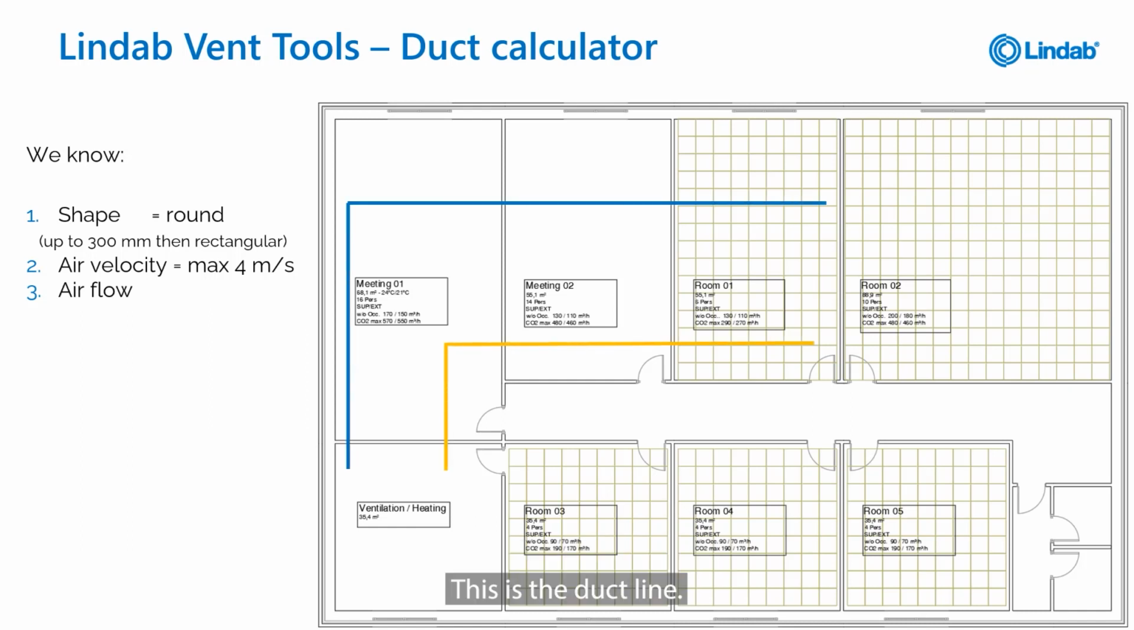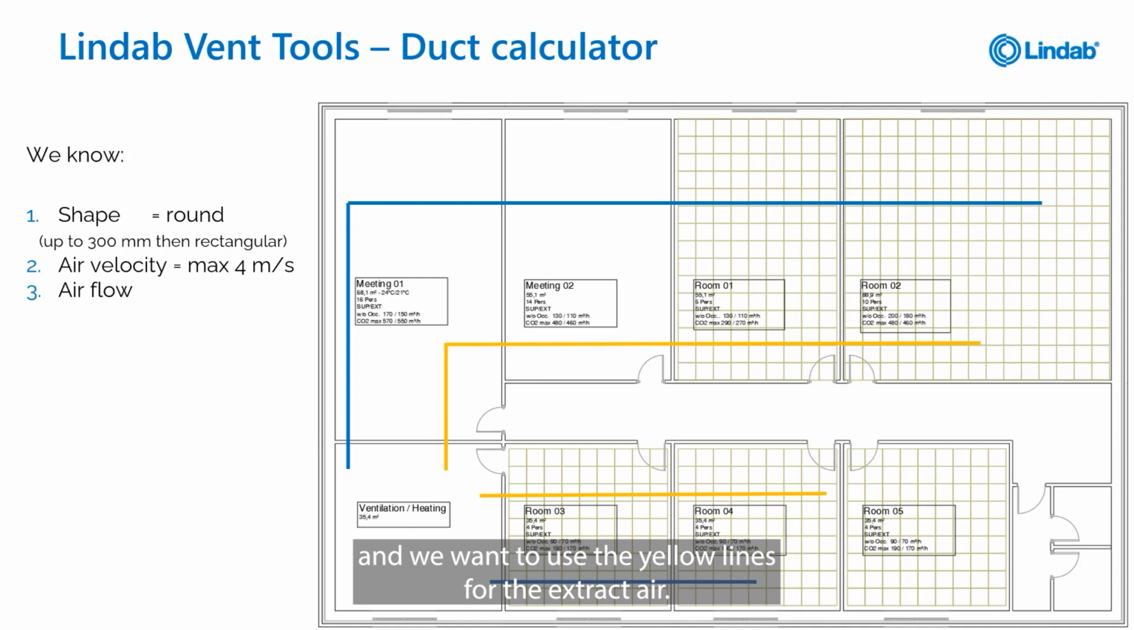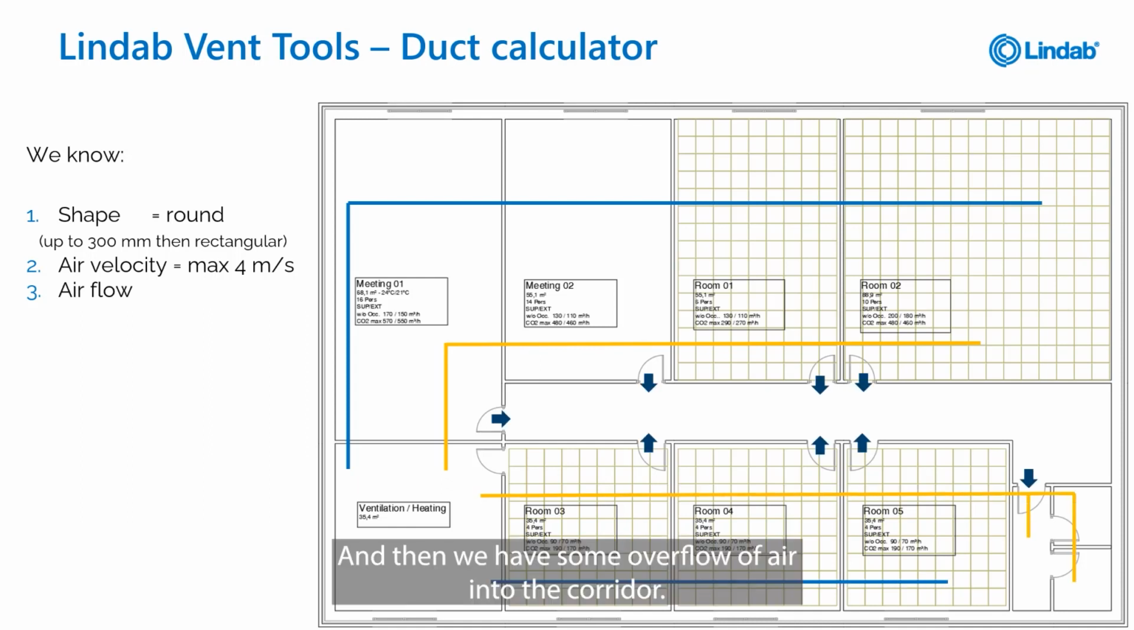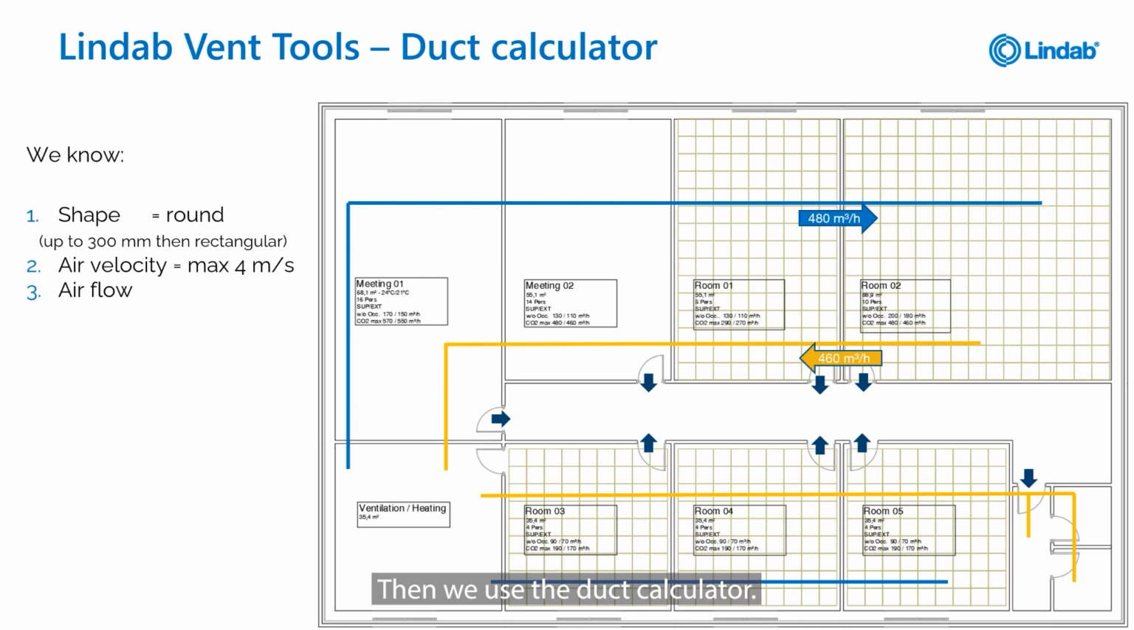This is the duct line. We want to go up in the blue line with the supply air, and we want to use the yellow lines for the extract air. And then we have some overflow of air into the corridor. So finally, what we do is we take the airflows from the given drawings, then we use the duct calculator.